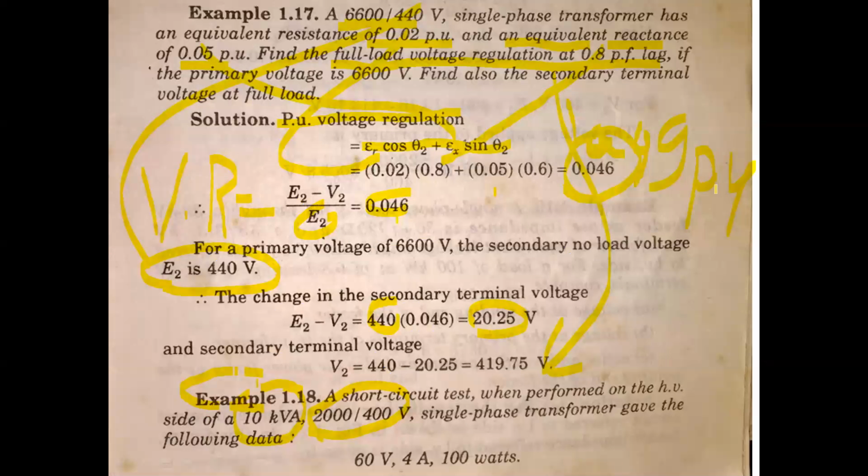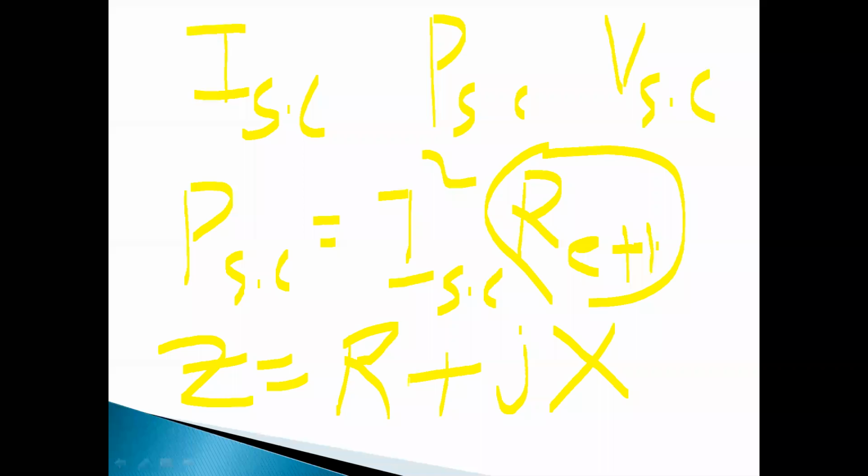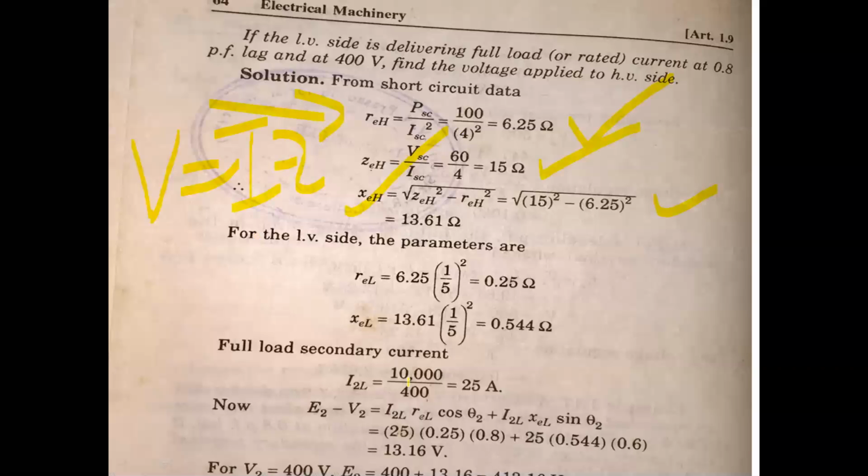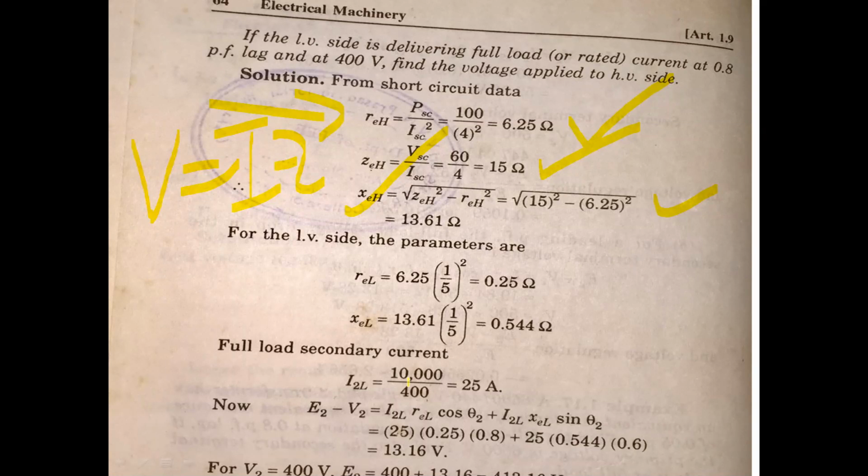How do we find that? Here the given value is 2000 by 400 volts. That means the primary side is high voltage and the secondary side is low voltage. So going from high voltage to low voltage, the primary resistance and primary reactance are transferred to the secondary by multiplying with K squared.